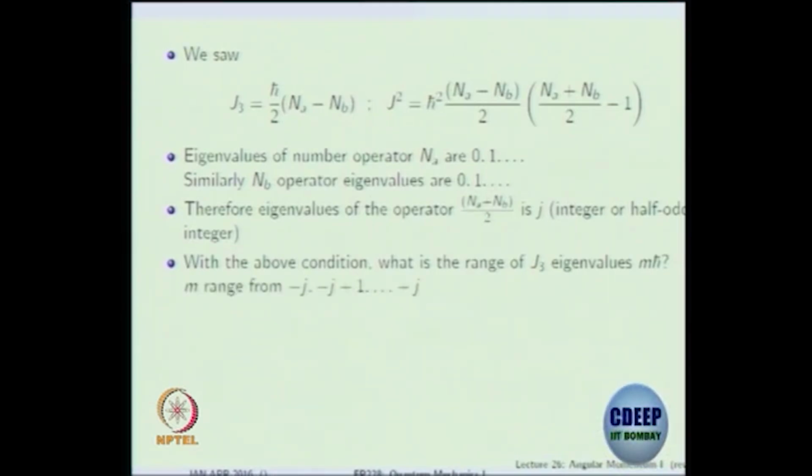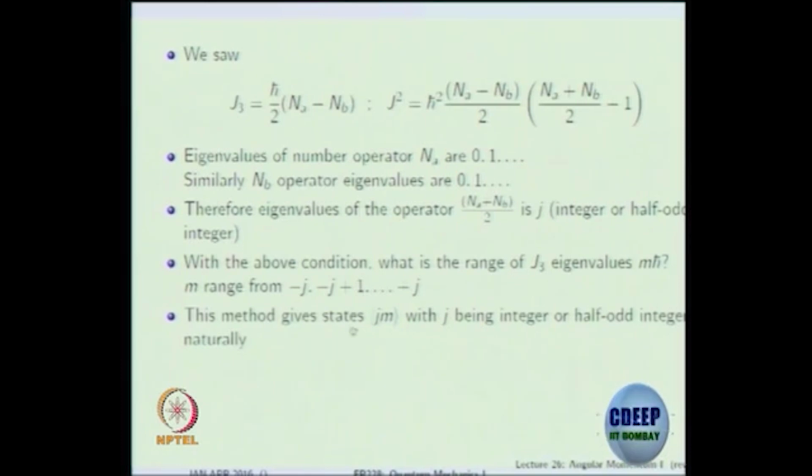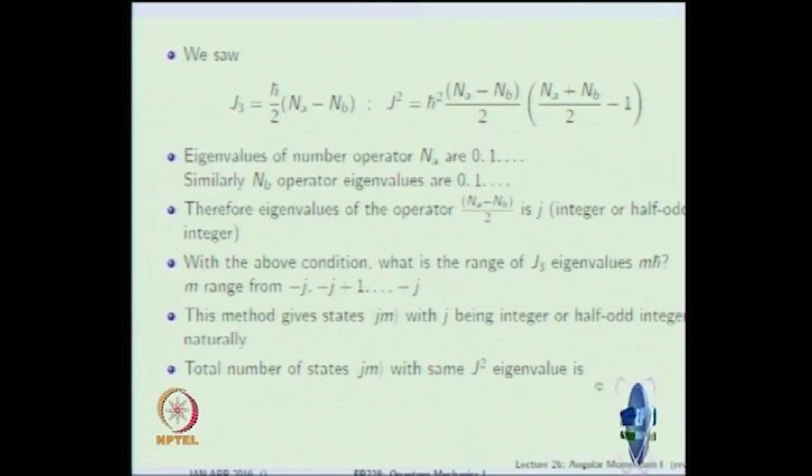So the range of m goes from minus j, and the highest value you can take is plus j. So this method gives states jm, with j being integer or half odd integer naturally, and the total number of states jm with the same j squared eigenvalue, with m going from minus j to plus j, how many are there? The number of states with the same j squared eigenvalue will be 2j plus 1.